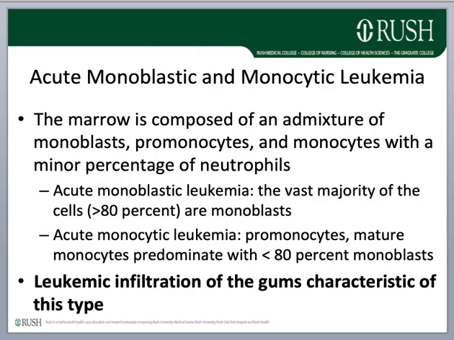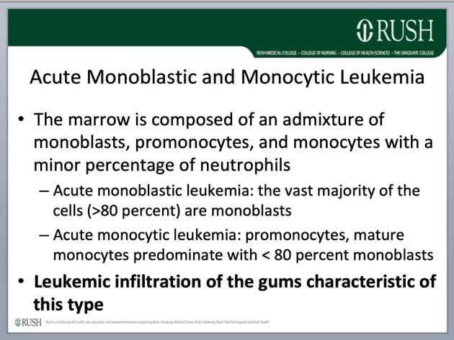Okay, let's look at another high-yield variant. That's acute monoblastic and monocytic leukemia. In these leukemias, the marrow is composed of an admixture or a spectrum of cells showing differentiation between monoblasts, promonocytes, and monocytes, and there is a minor percentage of neutrophils as well. So when most of the cells are monoblasts, we call that monoblastic leukemia.